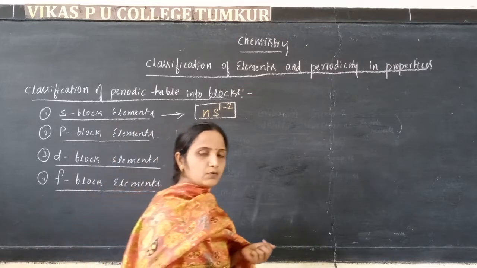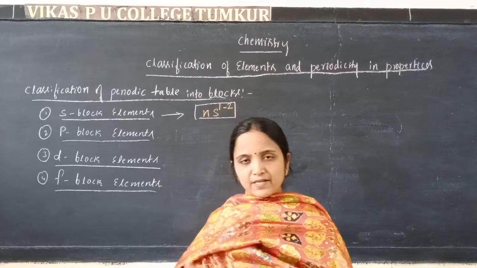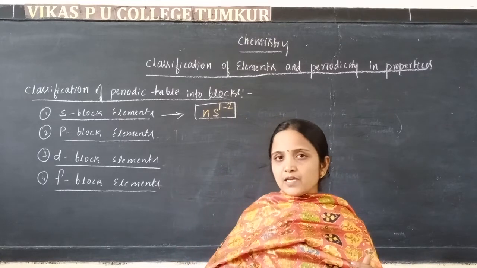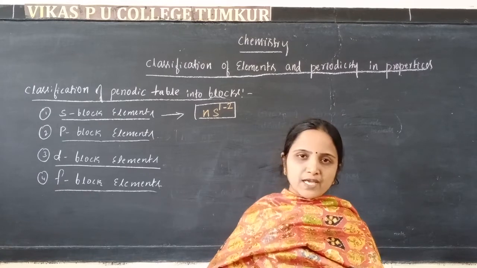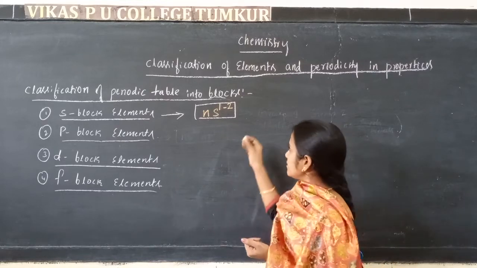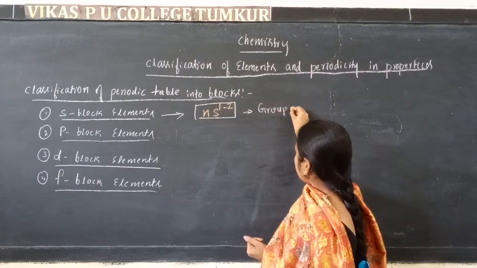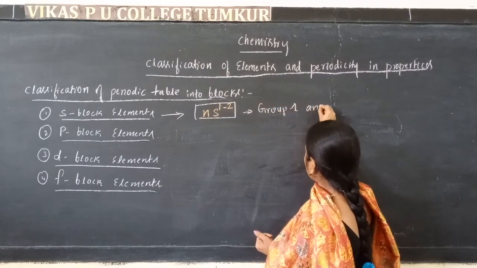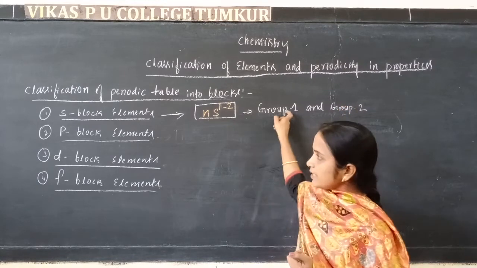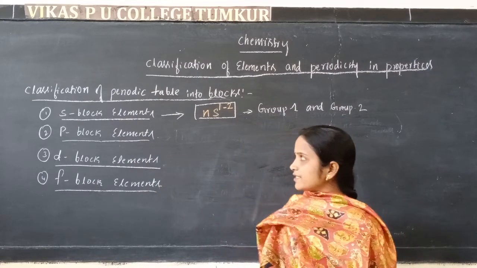We know that the periodic table is divided into 7 periods and 18 groups. Among them, group 1 and group 2 elements belong to the S block. Which elements are in the S block? Group 1 and group 2.